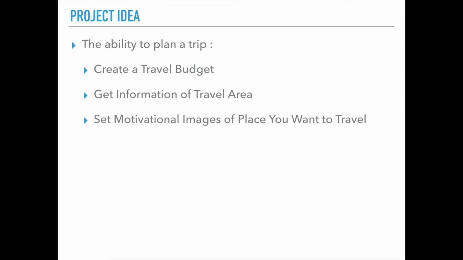So the budget app is pretty much an application in which you are able to plan a trip. There are three main features in this application. In order to plan a trip, the first thing is you must create a travel budget. The second is usually before you travel to that area, you want to get a little bit of information on that travel area, such as what the map looks like of that area, the current time zone of that area. The third thing of planning a trip is always remembering places you want to travel in that area.